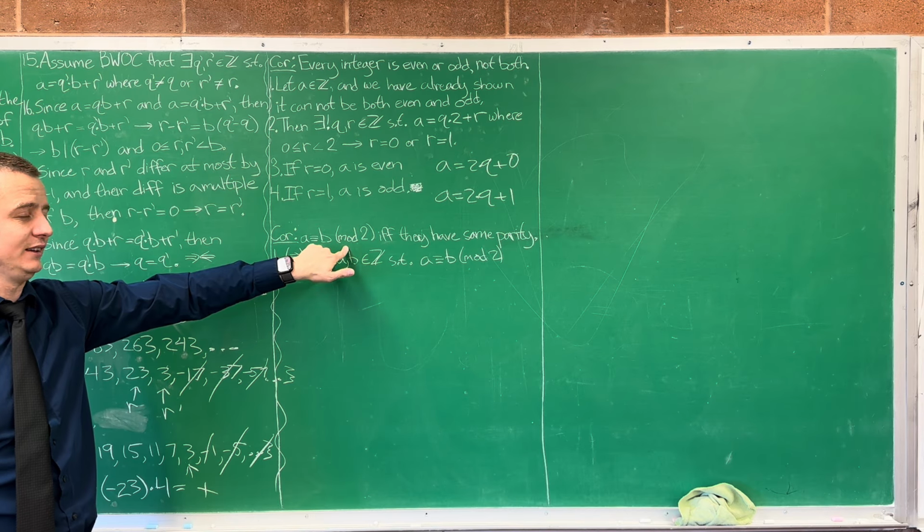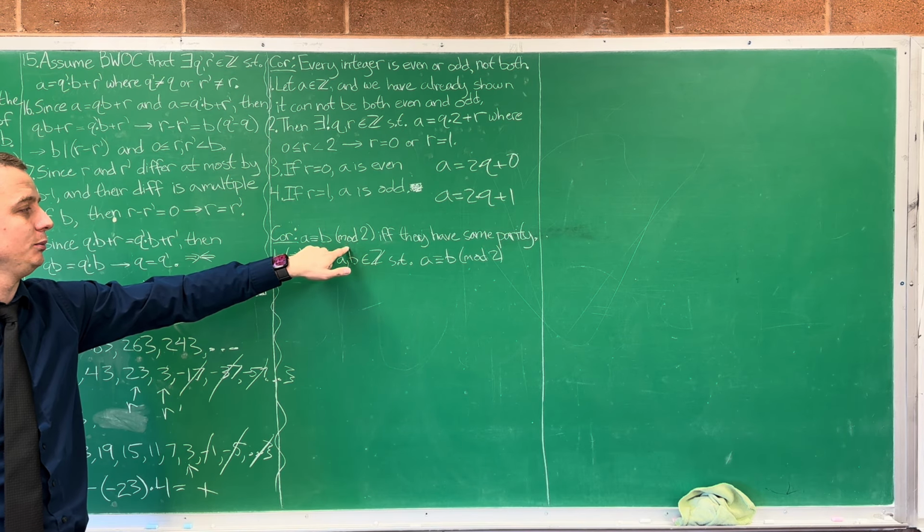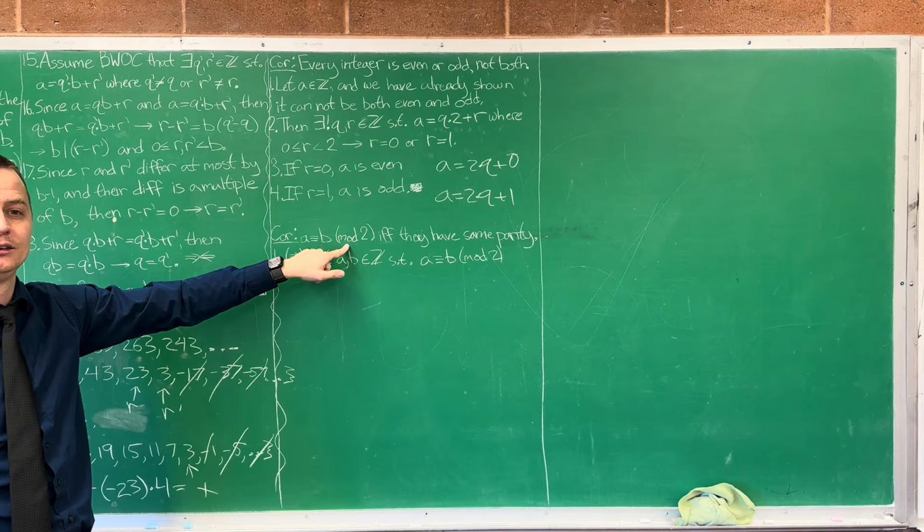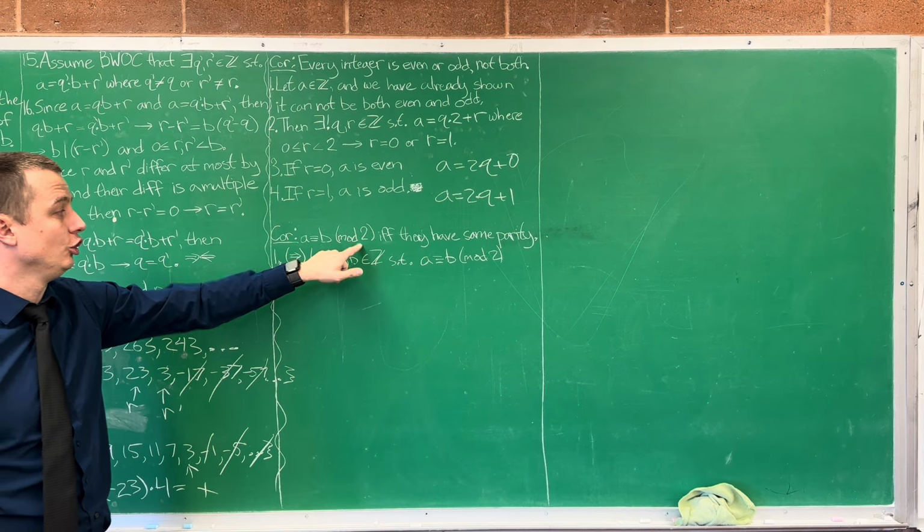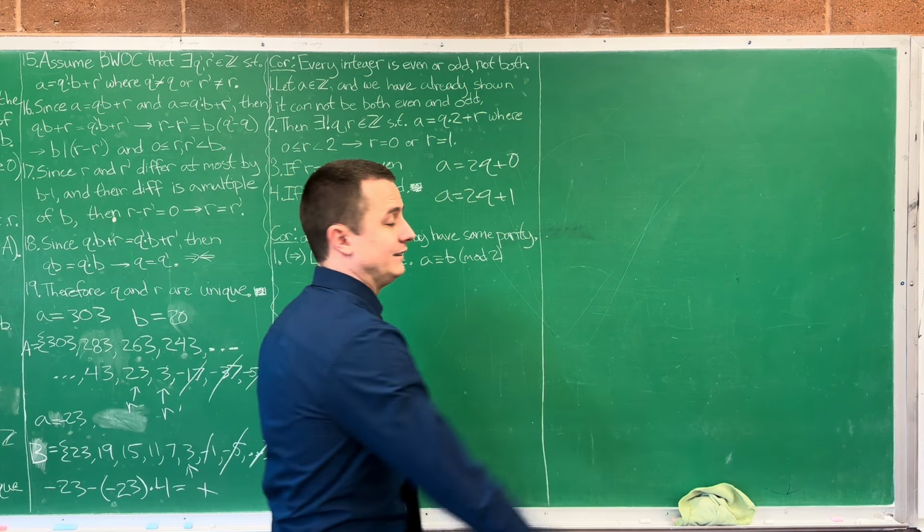Let's remind ourselves of what that means. What does it mean to say A is congruent to B mod 2? What's the exact definition of that? It means 2 divides the difference. 2 divides their difference.